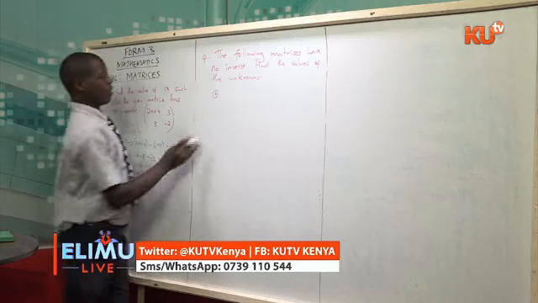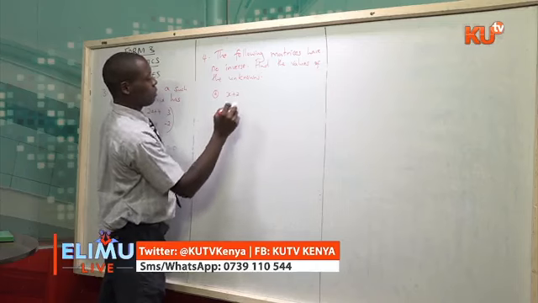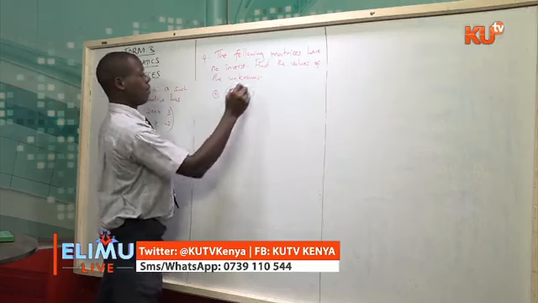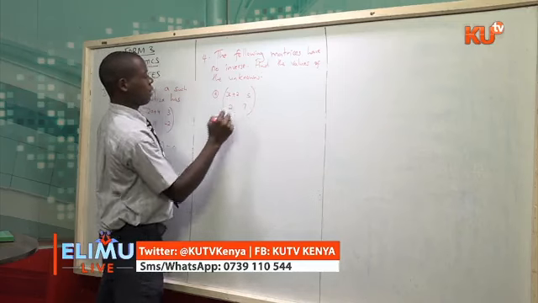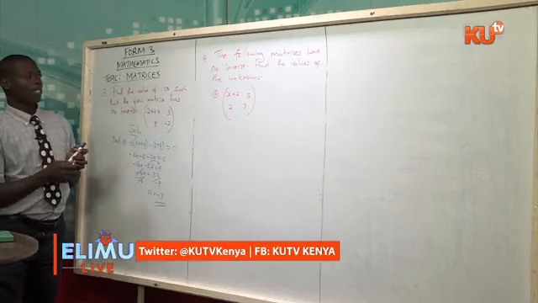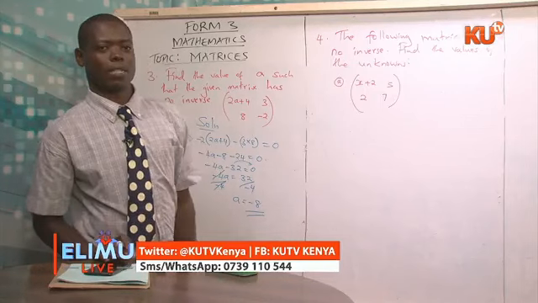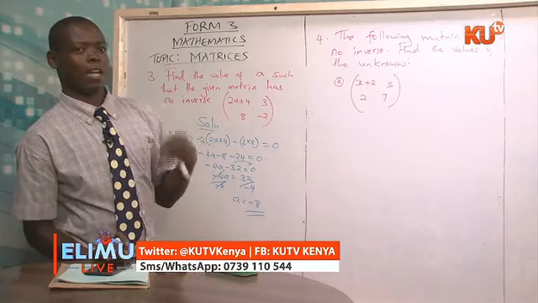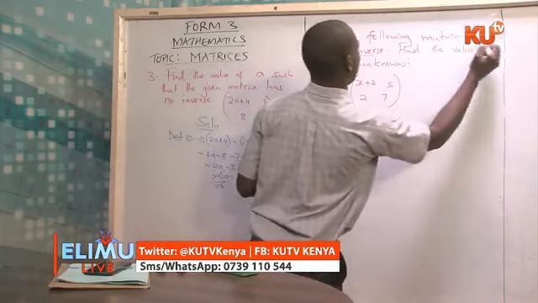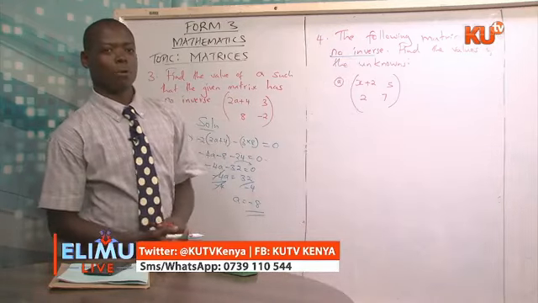The first matrix that we are having is the matrix x plus 2, 5, 2, 7. That is the first matrix. And the matrix x plus 2, 5, 2, 7 has no inverse. Again, the statement that it has no inverse is what guides us. It means that this matrix has a determinant of 0.